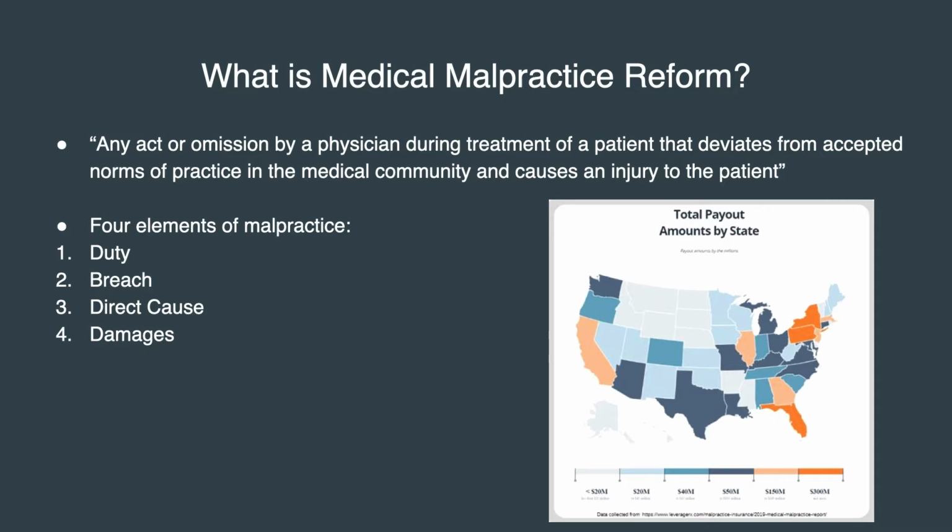So the four elements of malpractice, which we will examine farther into this video, are duty, breach, direct cause, and damages. And as you can see in this visual, the payouts for awards vary by state, and one of the goals of reform on a federal level is to put award caps on them to level out these payouts.